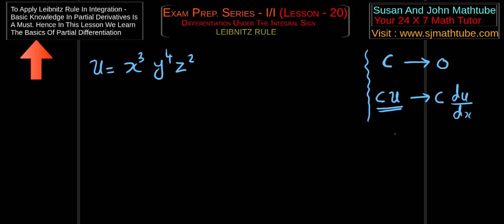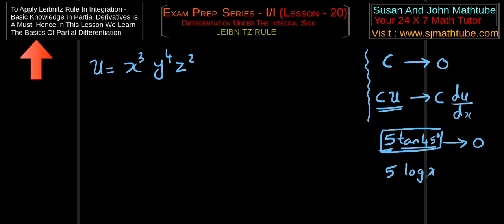For example, 5 into tan 45 degree. Look at this. Tan 45 is a constant, 5 is a constant, so the derivative will be 0, because the derivative of a constant vanishes. Mathematically, vanishing means the value becomes 0. At the same time, if I have 5 into log x, we have a constant and a function. So the technique tells me keep the constant as such and differentiate log x.